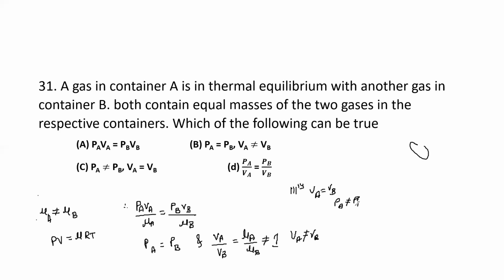If they had specified any one condition in the question, then it would be clear. But according to the given question, we can only say that when the mass is equal, mu A and mu B are not equal in the container. So based on that, if any other condition is specified, we can mark it appropriately as B or C. But as it is not specified whether pressure or volume is equal, we can go for option B and option C both.